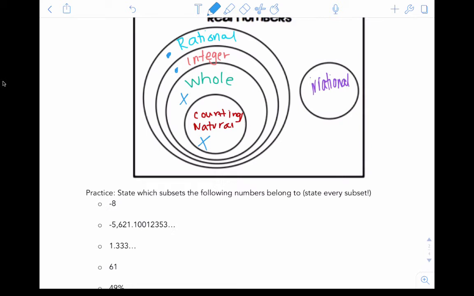And so I need to list all of these. And remember that it is also a real number, and we need to list that as well. So -8 is an integer. It's rational. And it is also real. All right, let's do the next one.